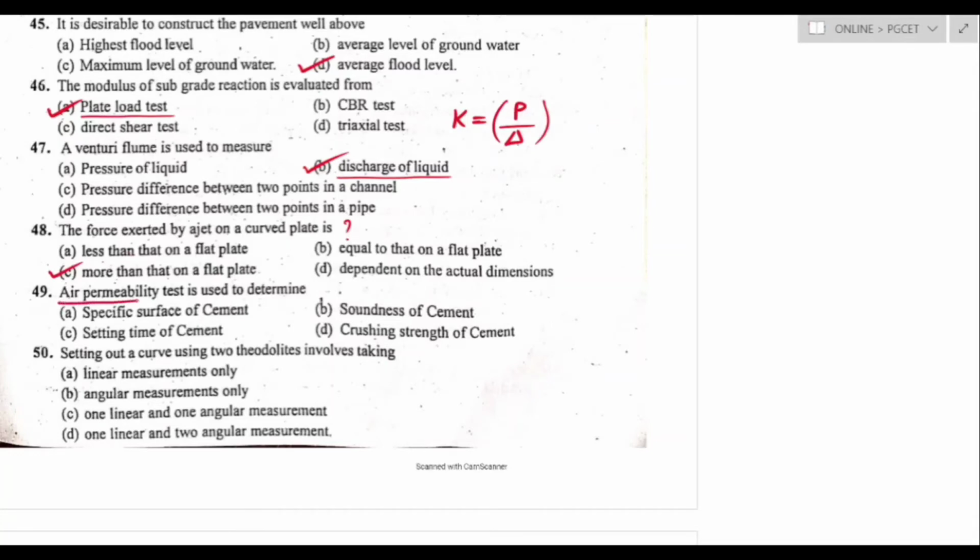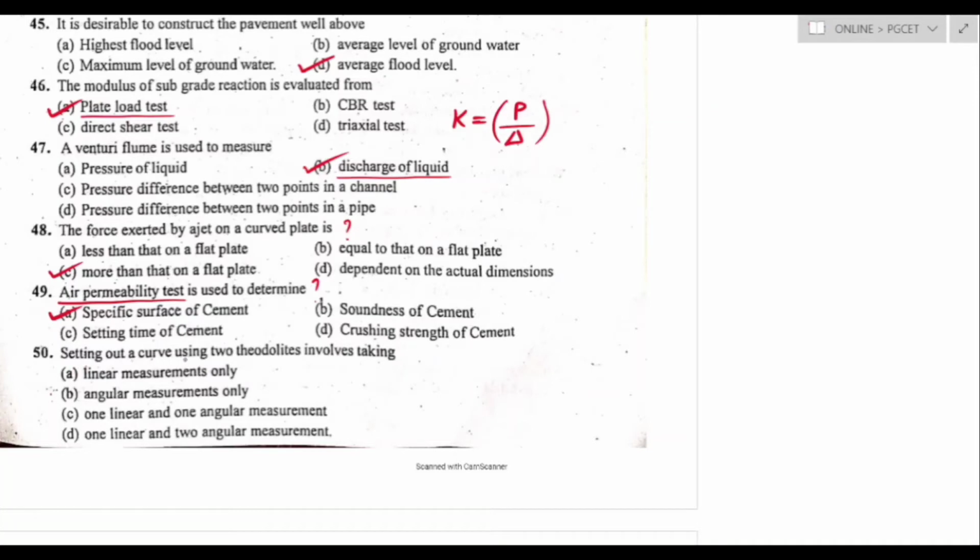Question number 49. Air permeability test is used to determine specific surface area of the cement. Option A is the right answer. Specific surface area is expressed as a total surface area in square meters of all the cement particles in 1 kilogram of cement. The fineness of the cement is measured by specific surface area. As the specific surface area increases, the finer will be the cement. So option A is the right answer.